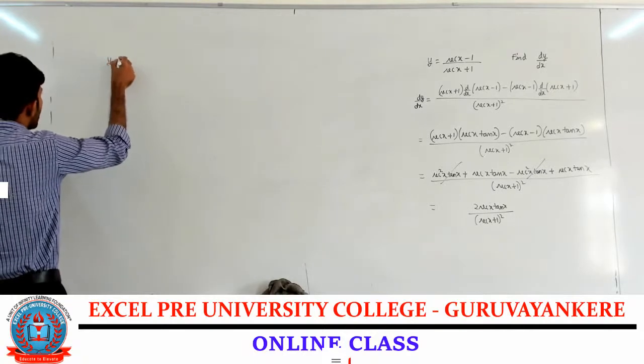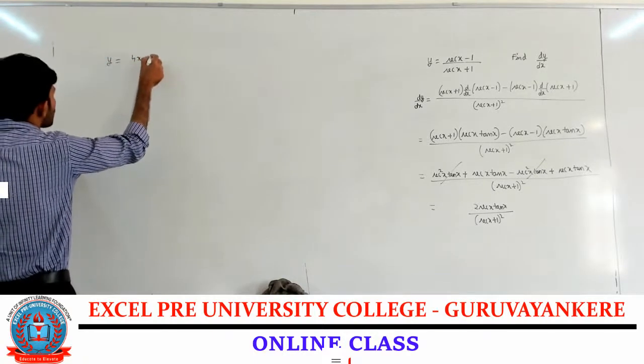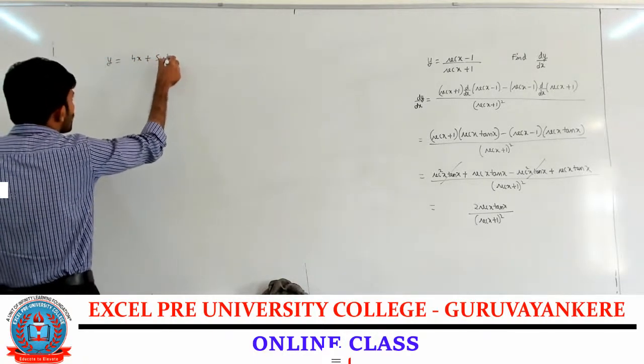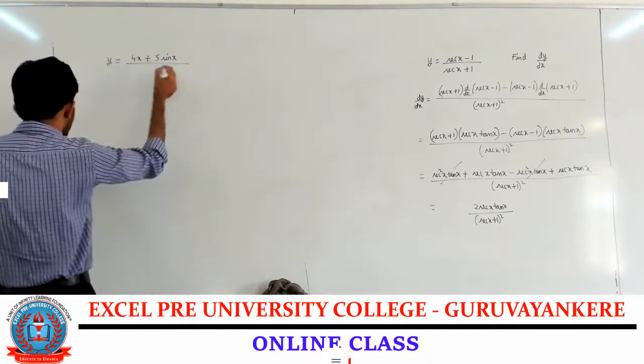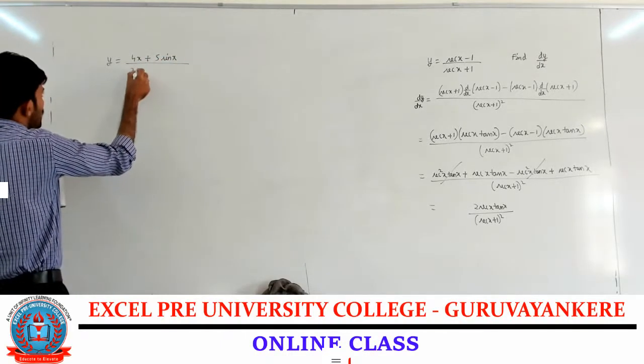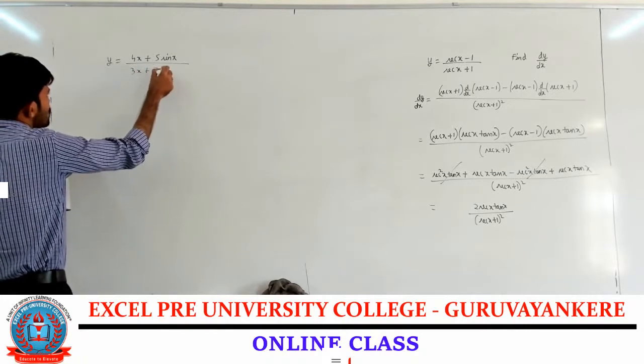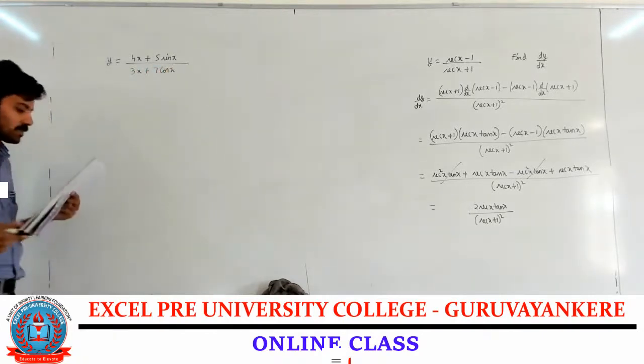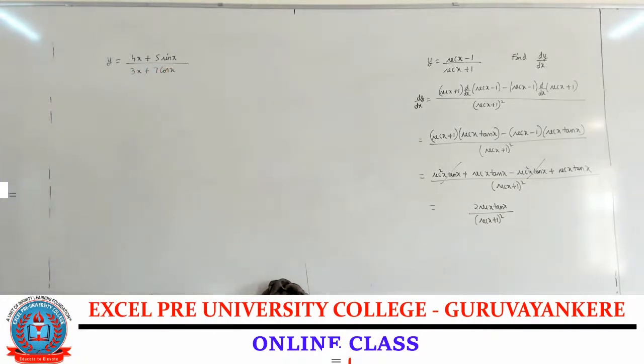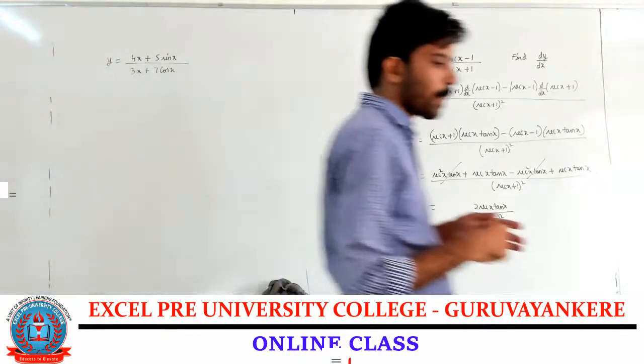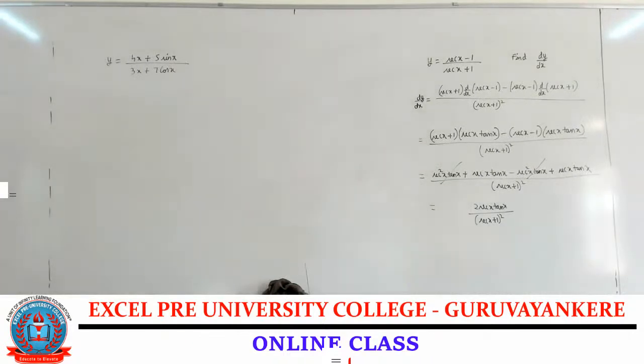Next one, y equal to 4x plus 5 sin x divided by 3x plus 7 cos x. Find dy by dx. Try this.